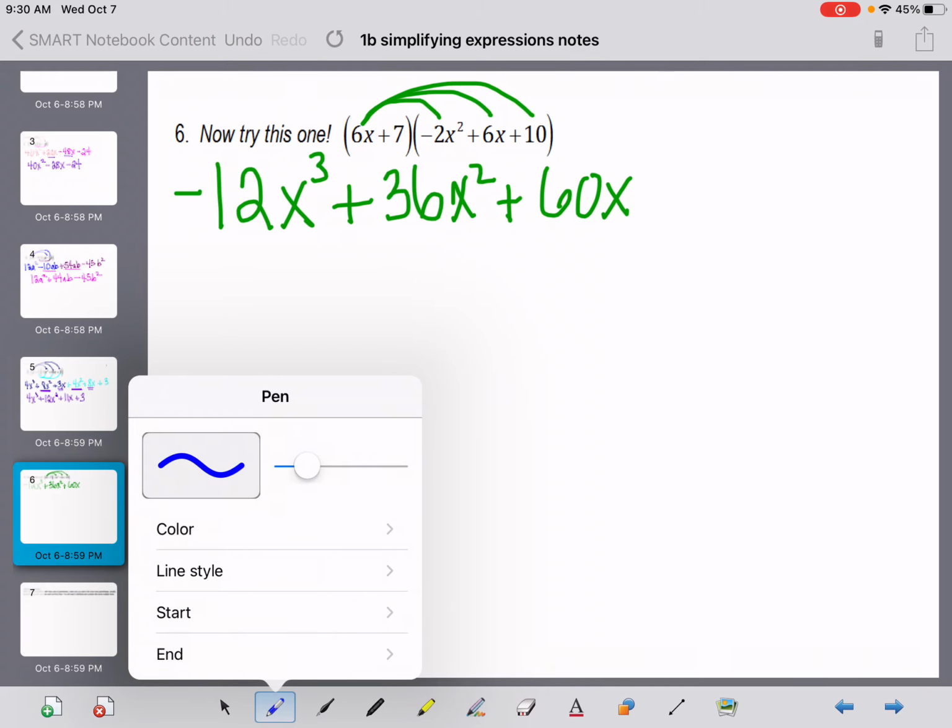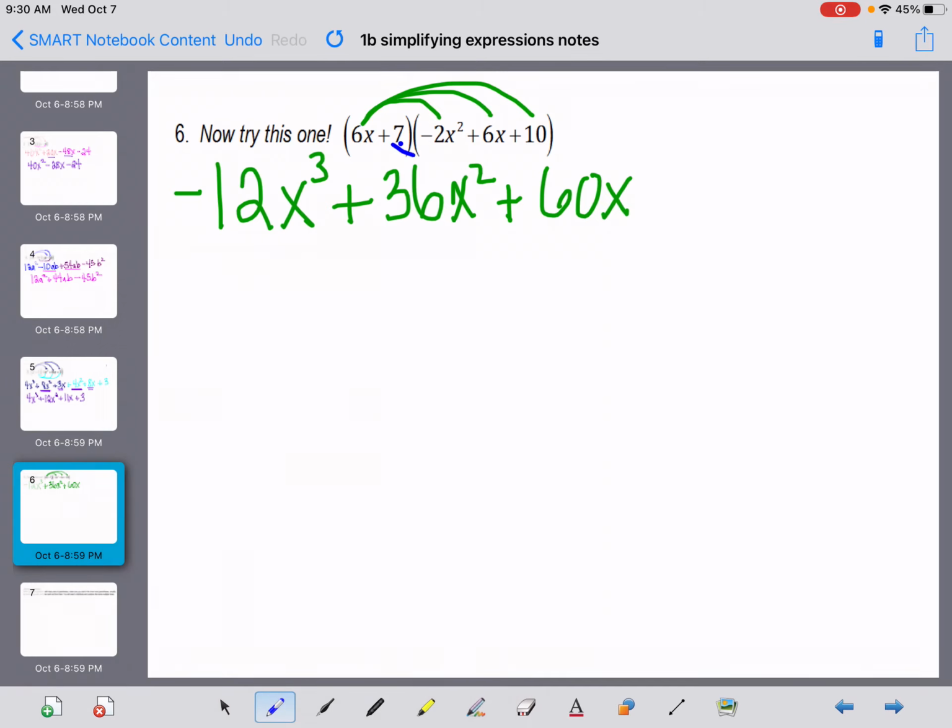And then we're going to distribute the 7. So we end up with 7 times negative 2, which is negative 14x squared. It was positive 7 times negative 2x squared. Positive 7 times 6x. Positive times positive is positive. 7 times 6 is 42x. And then 7 times 10 is 70.